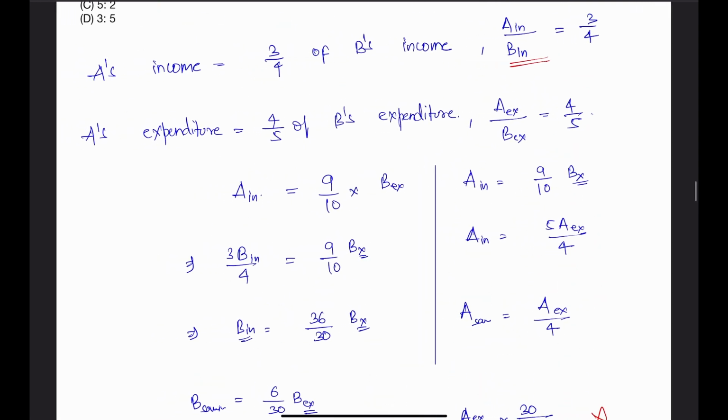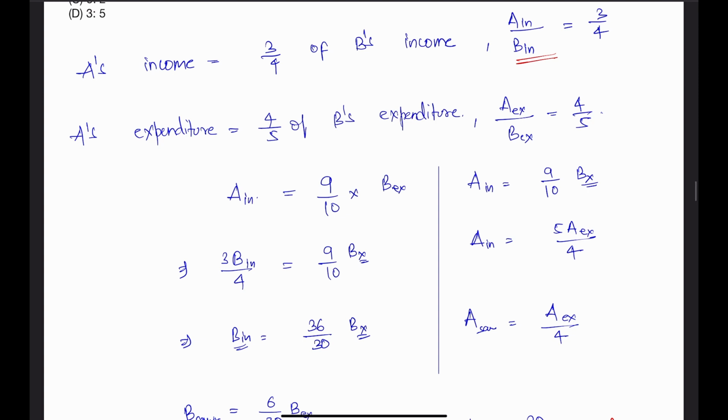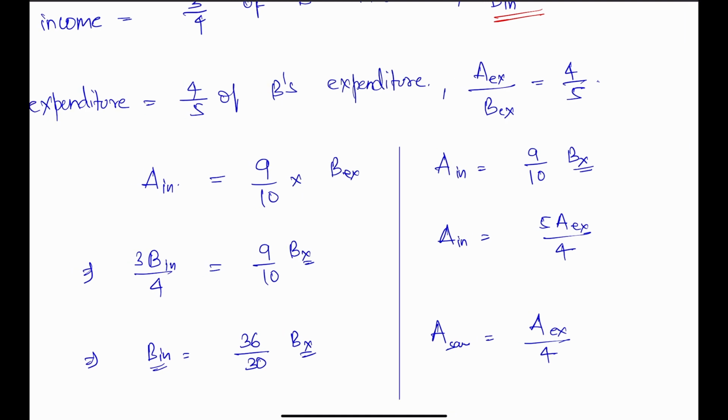So let's correct it. B's expenditure I will keep here. So it will go here. Okay. Wow, I'm really dumb. Sometimes I feel that. Where did this 9 by 10 go after doing all those nonsense? Where did this 9 by 10 go?